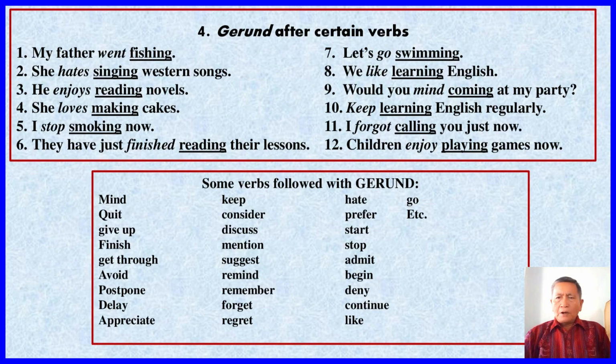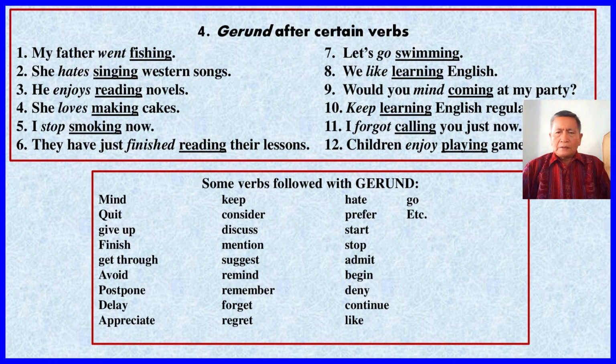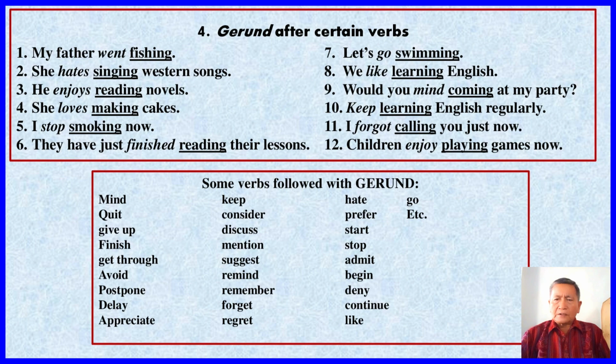The next, number 4, gerund after certain verbs. Look at the examples. 1, my father went fishing. 2, she hates singing Western songs. 3, he enjoys reading novels. 4, she loves making cakes. 5, I stopped smoking now. 6, they have just finished reading their lessons.